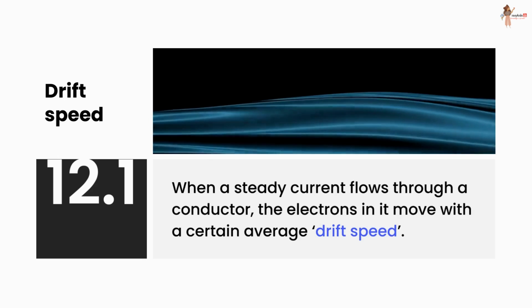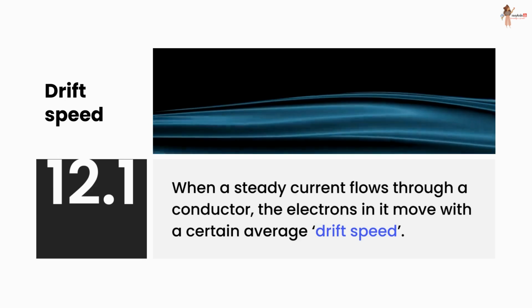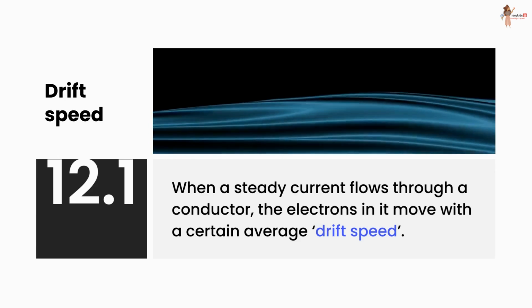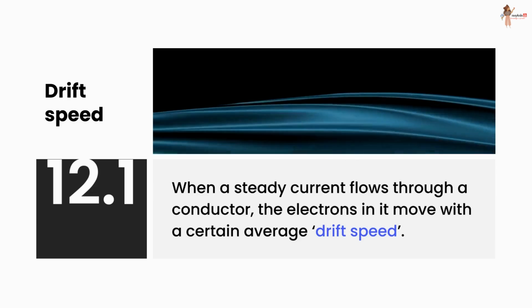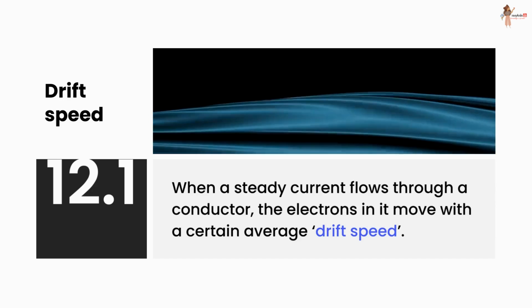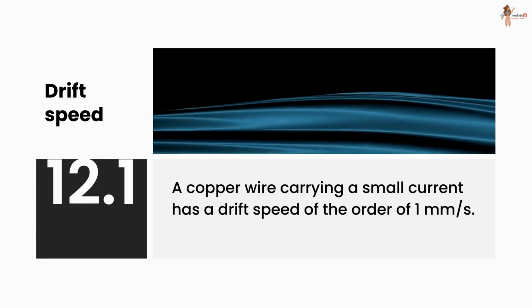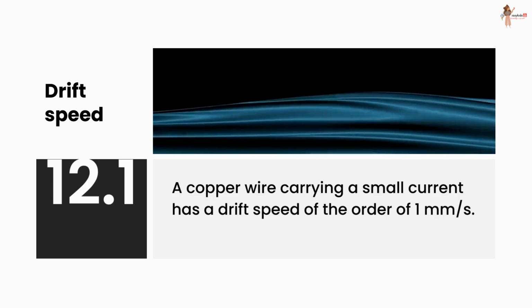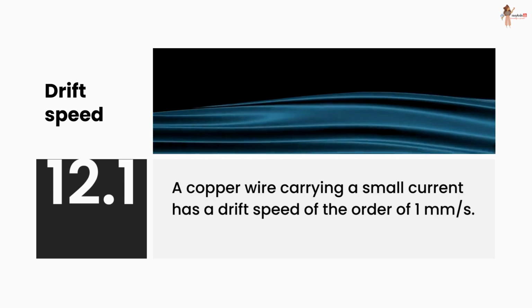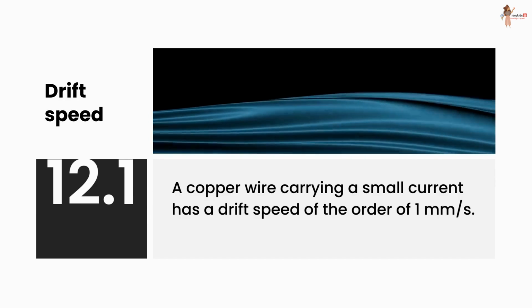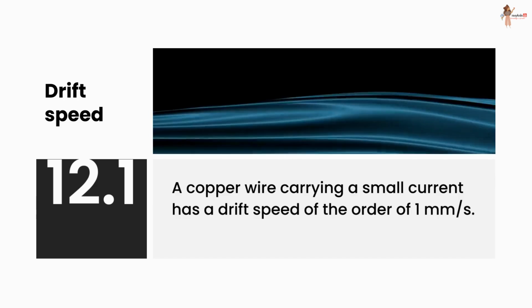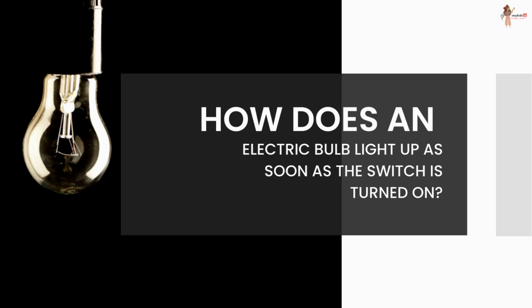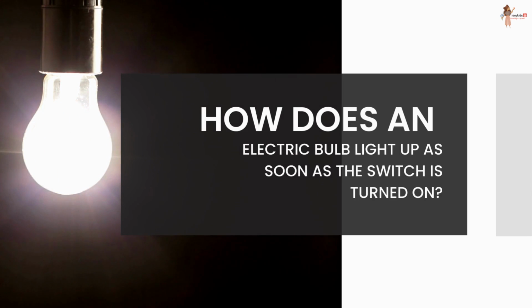The motion of electrons in a conductor, however, is very different from that of charges in empty space. When a steady current flows through a conductor, the electrons in it move with a certain average drift speed. One can calculate this drift speed of electrons for a typical copper wire carrying a small current, and it is found to be actually very small, of the order 1 millimeter per second. Now, if the drift speed is that small, how is it that an electric bulb lights up as soon as we turn the switch on?